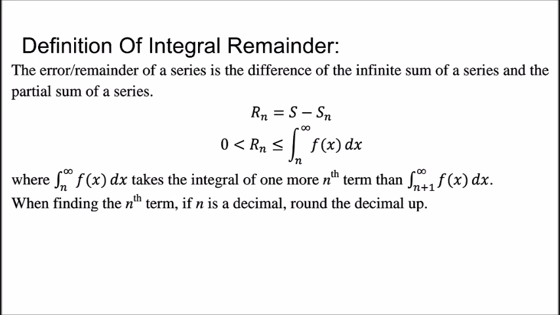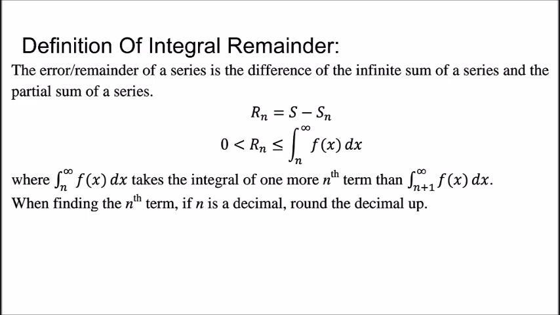The definition of the integral remainder test is that the error/remainder of a series is the difference of the infinite sum of a series and the partial sum of a series, where the integral from n to infinity of f of x dx takes the integral of one more nth term than the integral from n plus 1 to infinity of f of x dx. I honestly have no clue what I just said, so let's break it down.